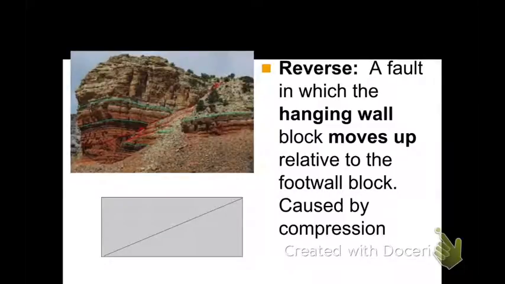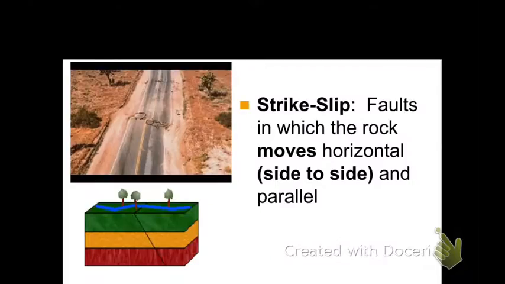So let's move on to our last one. This is called a strike-slip fault. So we had it move up for reverse, down for normal. Now we're looking at it move side to side. Notice with the road here that you don't have any difference in elevation. So if you were to do one of these other faults, you could go like this and draw it.